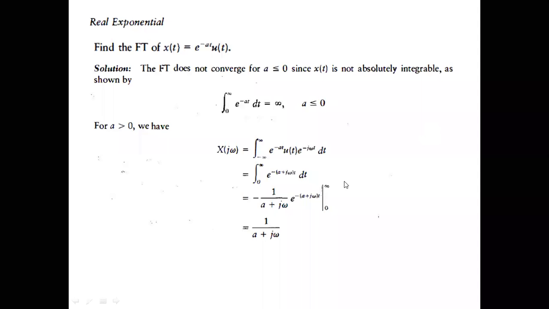So what is the expression? E to the power minus at, e to the power minus j omega t. So the integration of e to the power j theta is e to the power j theta divided by j. Let us have the minus sign here, and a plus j omega. Integration from 0 to infinity, right? Not from minus infinity to infinity, since it's existing only on the right side, from 0 to infinity only. So what do we have here? 1 divided by a plus j omega, which is the constant part of this expression.